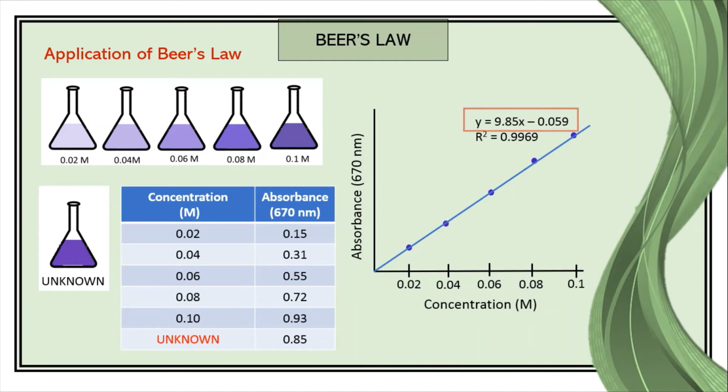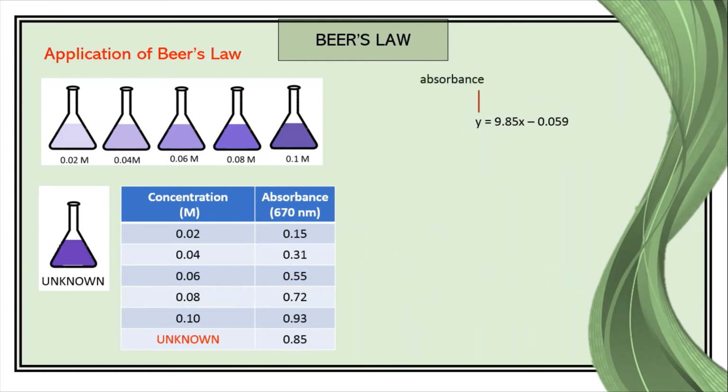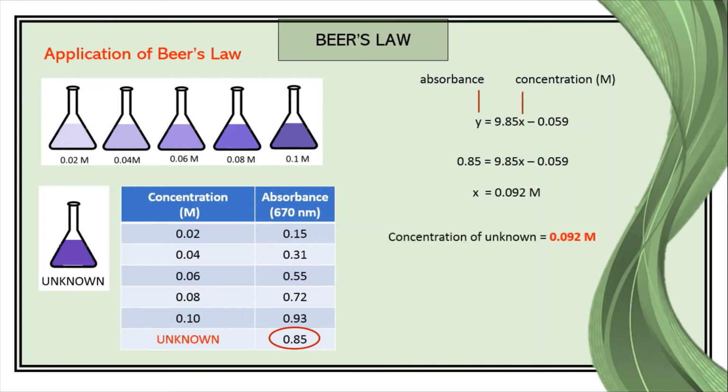But we need to recognize what the variables are. In this case, Y is absorbance and X is the concentration value in terms of molarity. For the unknown solution, we know that the absorbance is 0.85. So by substituting 0.85 for Y, we can solve for X. So the concentration of the unknown is 0.092 molar.